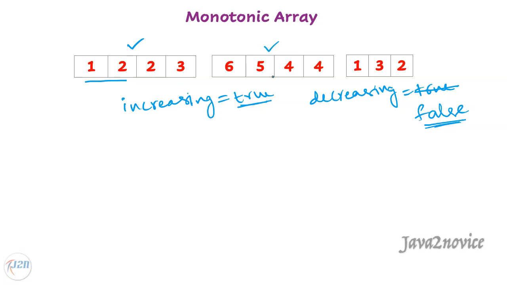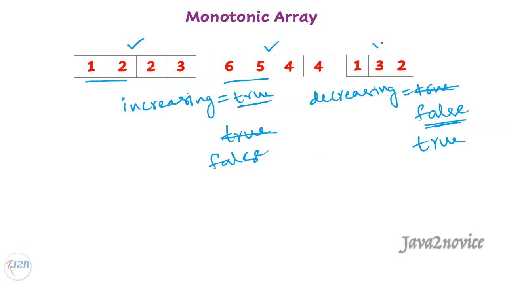Now let's consider this array. I'll reset these flag values to true. Same approach here. If we compare the first two elements, they are in decreasing order. So we'll mark the increasing flag as false. We will perform this check in each iteration. If all the elements are in decreasing order, then the decreasing flag remains true and the increasing flag remains false. Since one of these flags is true, we will consider this array also as a monotonic array, return true.